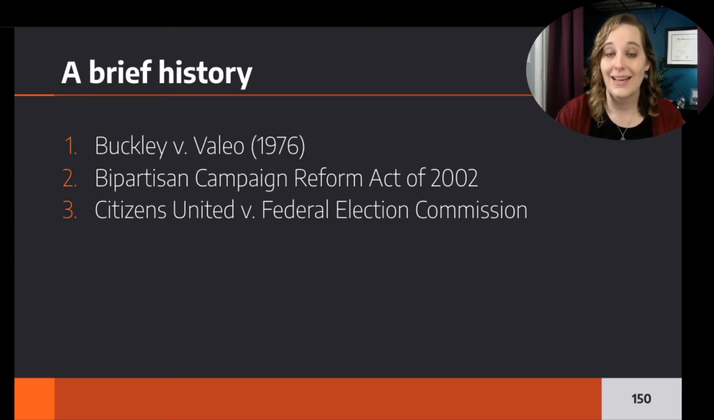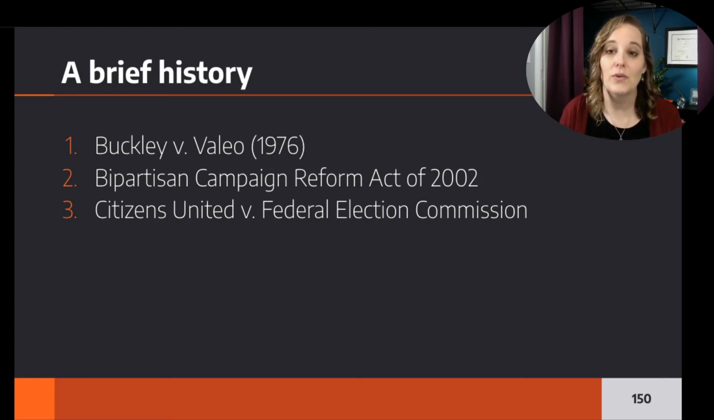However, candidates cannot be limited in how much they can spend. Candidates have unlimited spending power. If they have the money, they can spend it. The reason for this is because in Buckley versus Valeo, the Supreme Court equated spending money with freedom of speech. And they said that if you limited the spending of a campaign, you are limiting that campaign's freedom of speech.